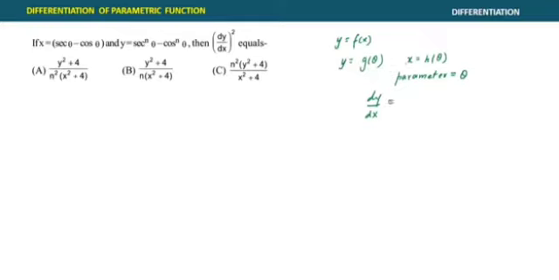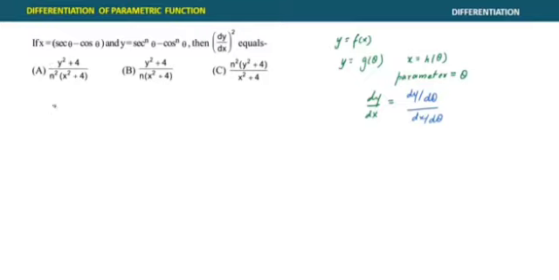You can solve this by doing dy by d theta, that is, differentiate this quantity with respect to theta, divided by dx by d theta, that is, differentiate this particular quantity with respect to theta, and solve this. This will give you eventually dy by dx. This is how you solve these questions. So let us apply this concept that we have just studied in this question.